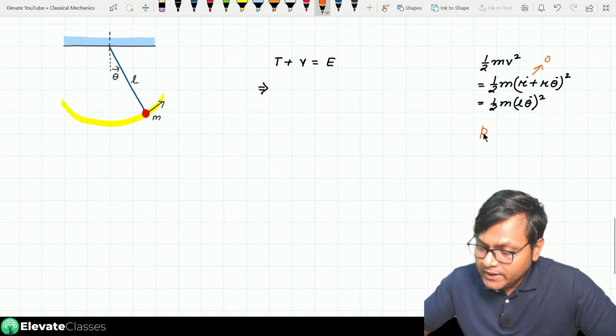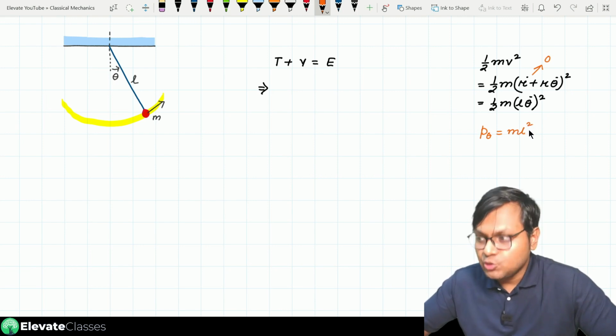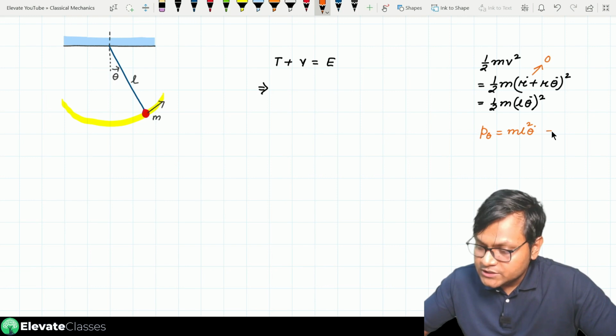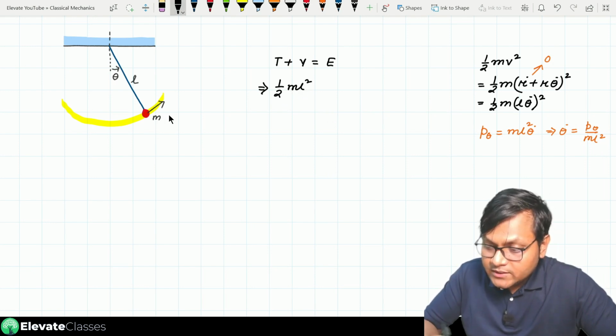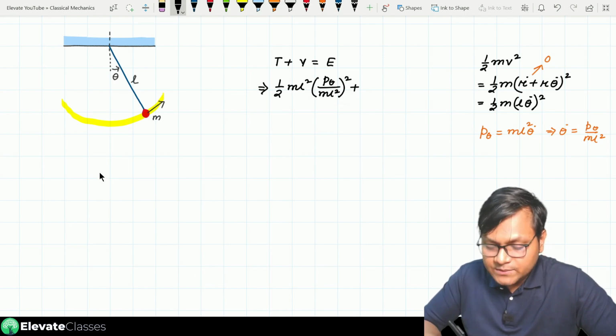So what is the momentum of a simple pendulum? P theta comes out to be m L square omega, or theta dot. Which means that theta dot is equal to P theta upon m L square. All right. So if I substitute this here, I will get half m L square theta dot square, but in place of theta dot I write P theta upon m L square, plus what is the potential energy?